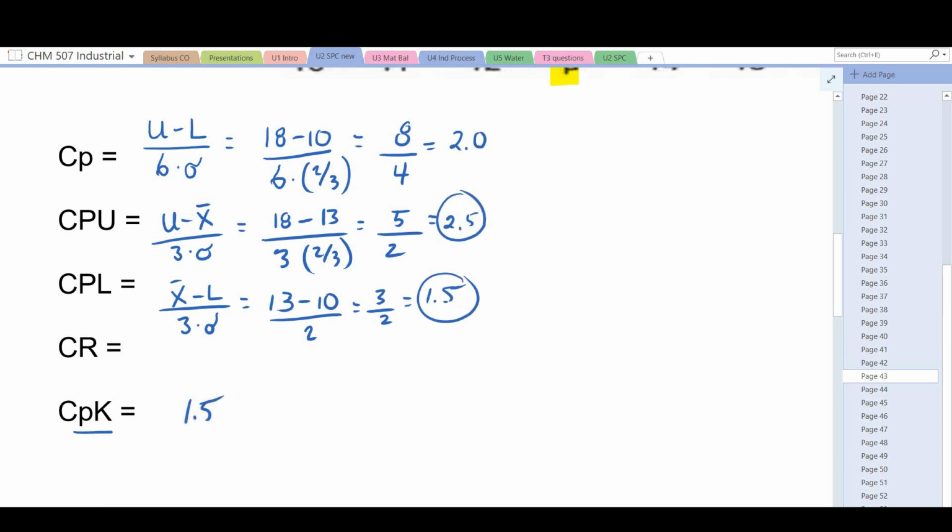Do you recall what the capability ratio was? It's simply 1 over Cp. So 1 over 2 will be 0.5.